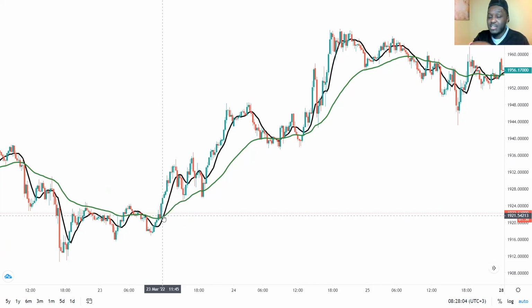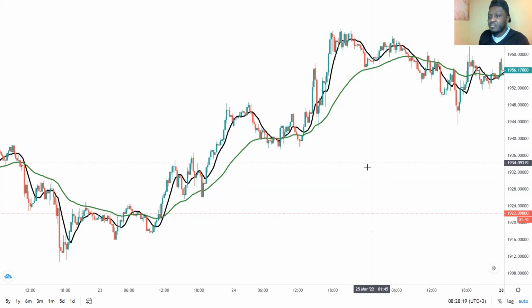So the smaller one, as long as it's going up and it crosses the bigger one, and I always wait for them to separate. Personally, I want to see the separation. Once they separate, then I know I can buy from that position right there. Okay.